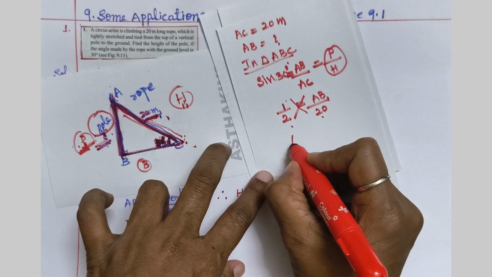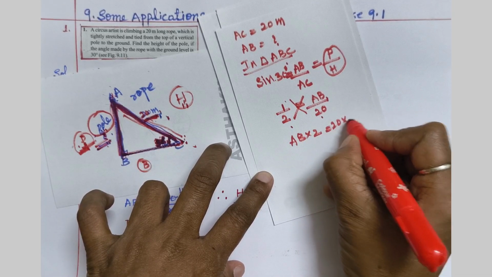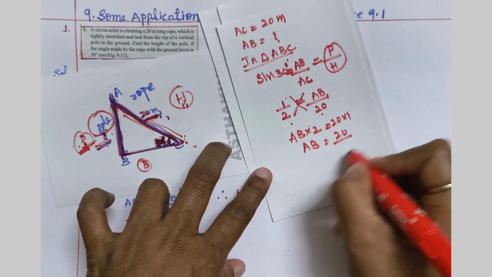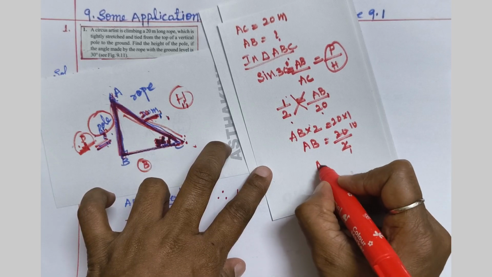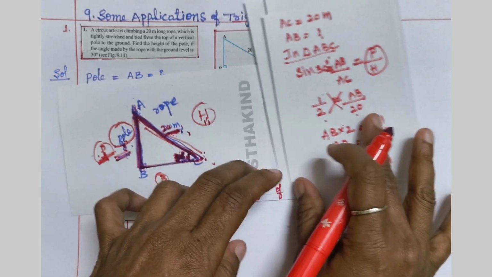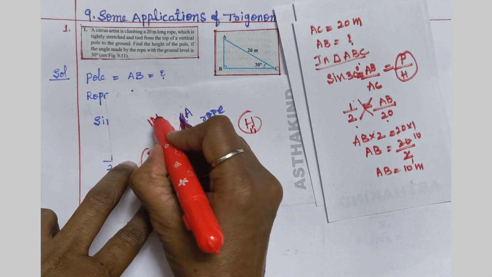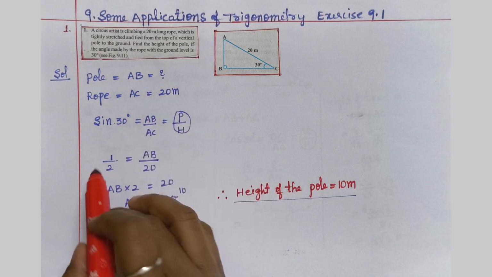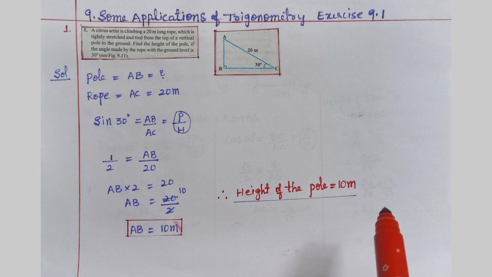AB into 2 is equal to 20 into 1. AB is equal to 20 by 2. Here, after the equals sign, it is a divide. Cancel now: 2 ones are 2, 2 tens are 20. So AB is equal to 10 meter. Okay, AB value here. Pole height how many meter? 10 meter. This is the answer. Height of the pole is equal to 10 meter is the answer.